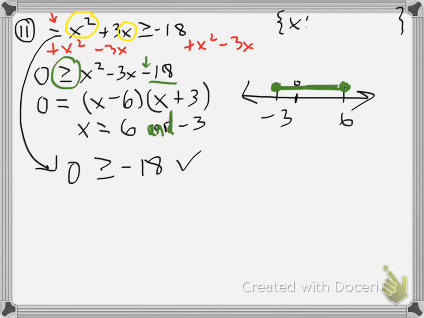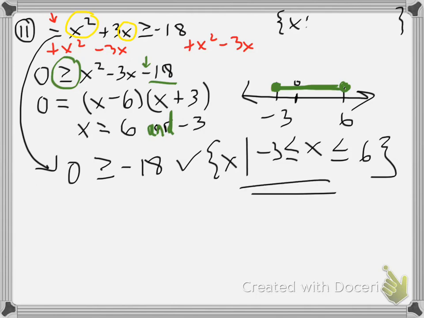Now what does that mean? That means x is bigger than or equal to -3, and it's less than or equal to 6. So this is what I really have to put in the set builder. I'm going to write set builder x such that x is between -3 and 6, including -3 and 6, and there's my answer.